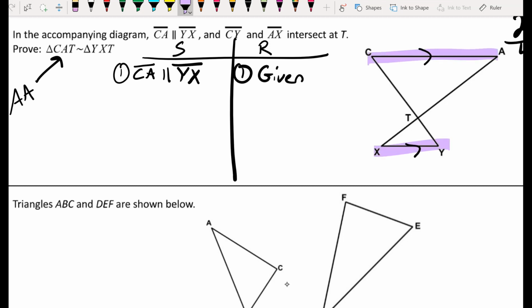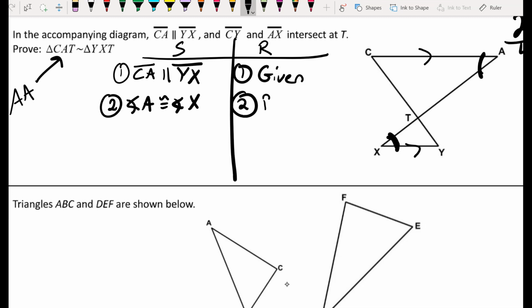Usually I'm either looking for congruent alternate interior angles or congruent corresponding angles. And if I look along this transversal right here, it looks like angle A and angle X are going to be congruent alternate interior angles because they form the Z there. So I'm going to say angle A is congruent to angle X. My reason being is that parallel lines form congruent alternate interior angles. Now you would write all this out. I'm using some shorthand here just to save some time.